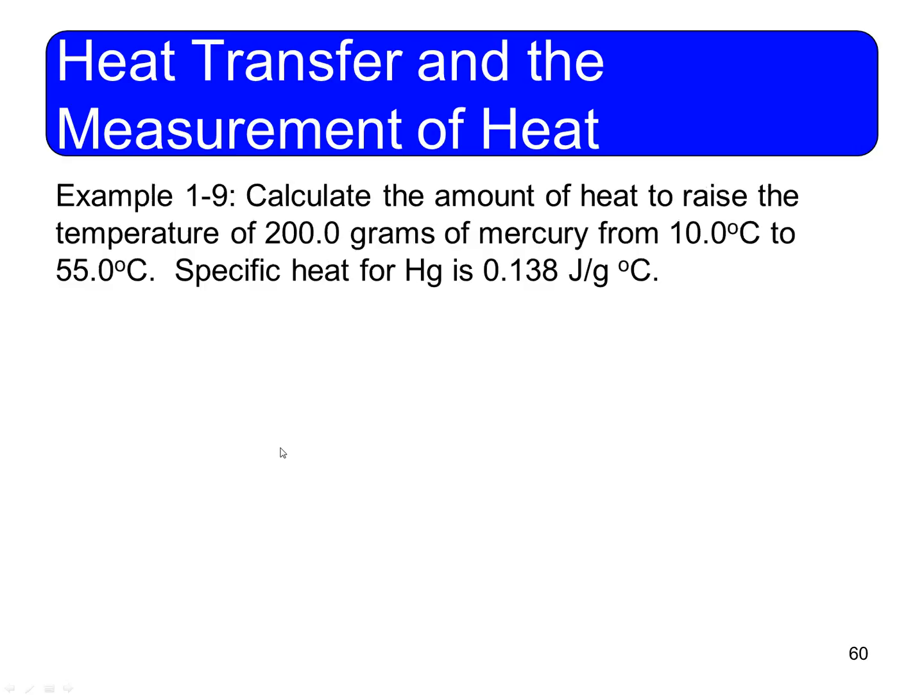Okay, so pretty much the exact same problem, but now we're going to look at it with respect to mercury instead of water. So you guys calculate the amount of heat needed to raise the temperature of 200 grams of mercury. And the big difference here is that the specific heat of mercury is a lot different than that of water.